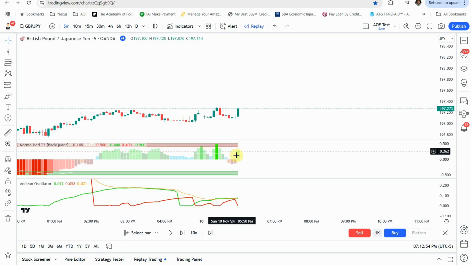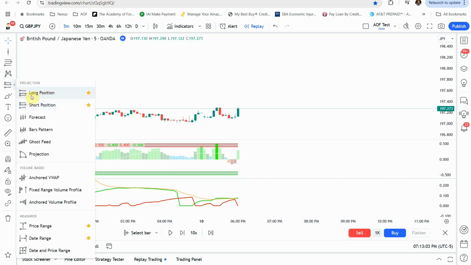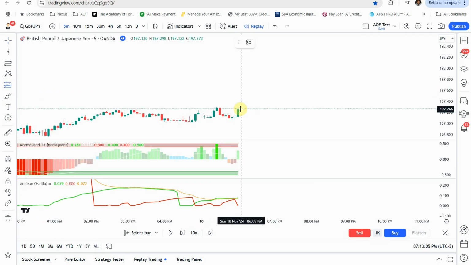Then we're going to look to the T3 and we want it to have the histogram above the 0 line to the upside like this here. And so once those line up, that'll be your signal to then enter into a long.